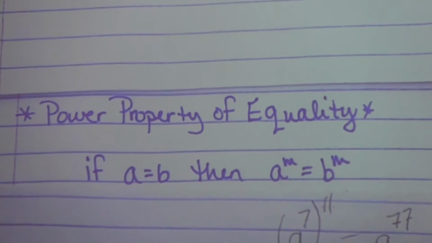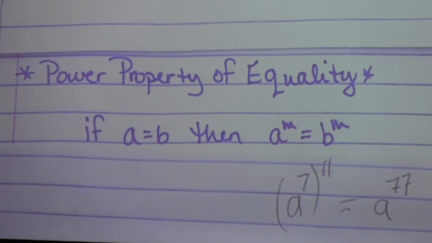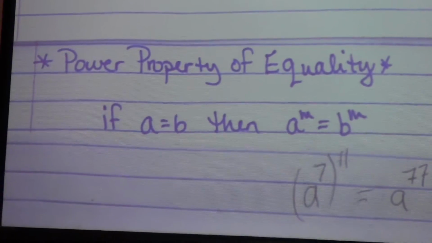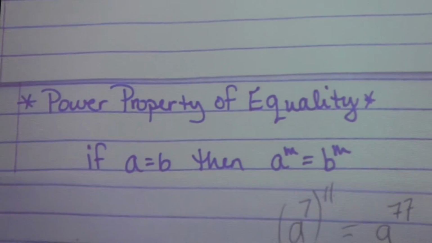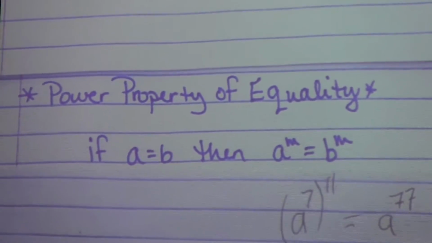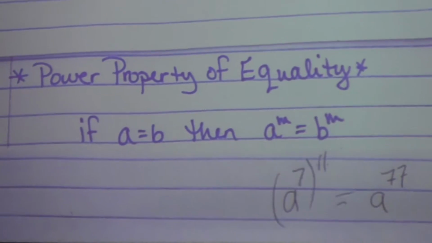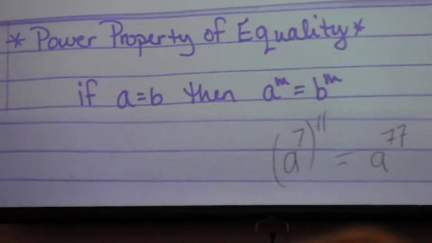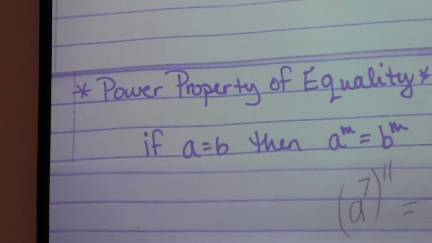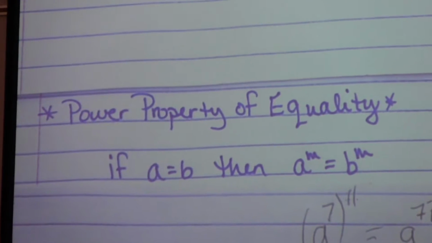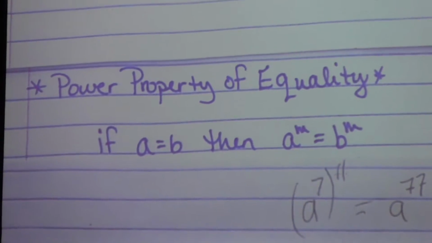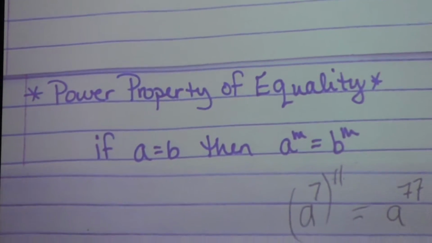The next property is a really useful one, even though it makes very little sense when written like that. It says the power property of equality says if a and b are equal, then a raised to some power equals b raised to that same power. And we're not going to do any problems like that right this minute.